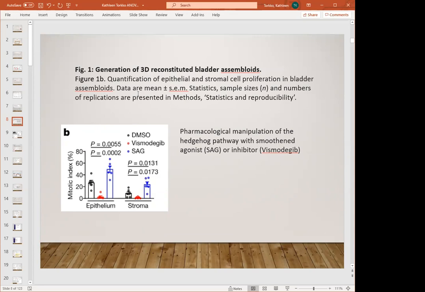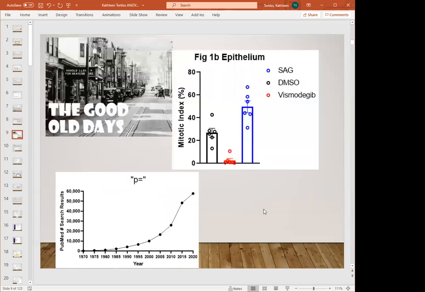So here we have the sample sizes and numbers and such in the statistical section, which we'll get into. But the different groups here are DMSO, which is the control, but they're looking at pharmacological manipulation of the hedgehog pathway using either an agonist, SAG, or an inhibitor. I'm going to call it V because I don't know who came up with these kind of odd names for drugs. But I want to go back to the good old days.